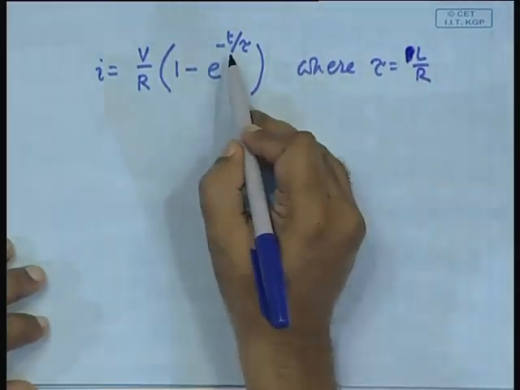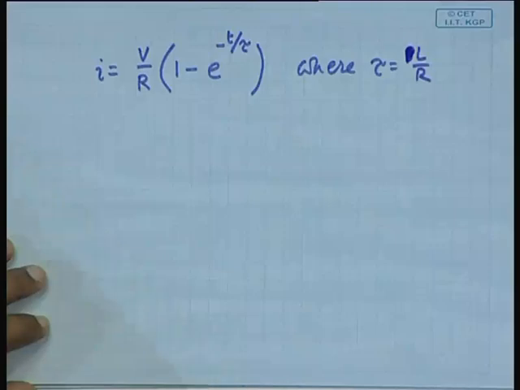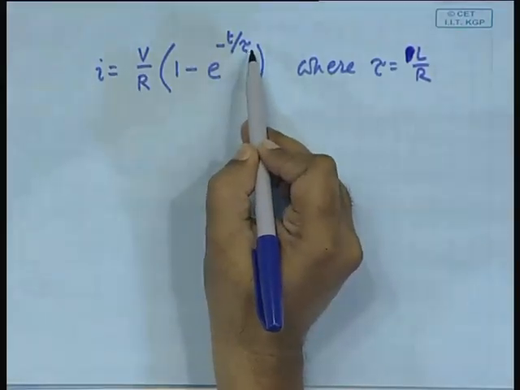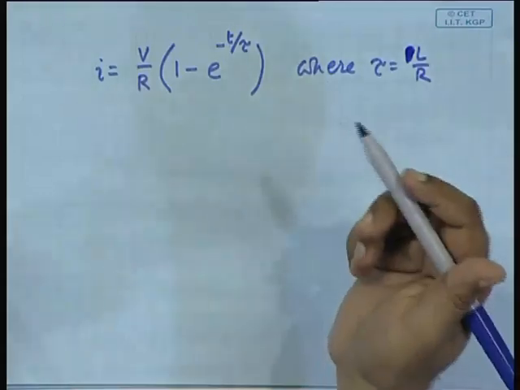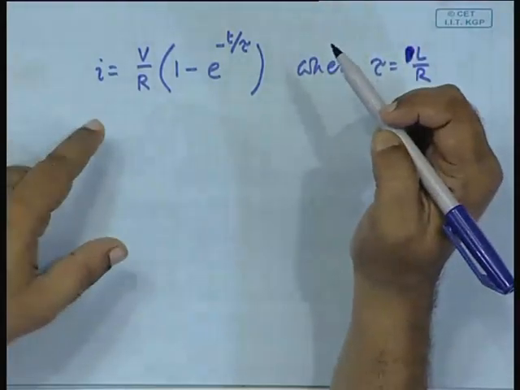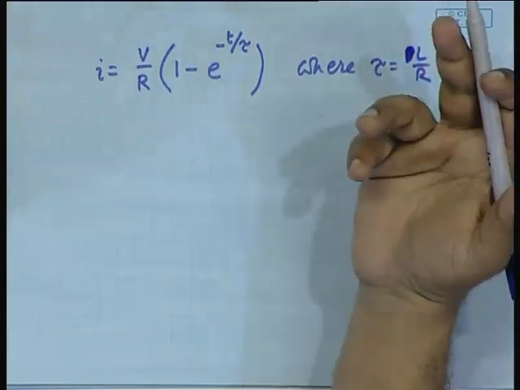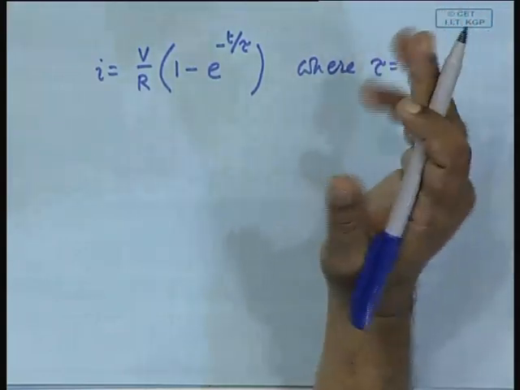So, t by tau, yes. So, L by r, and this term tau is the time constant. Now, most of you have probably done this, the simple concept of time constant, you have all done.